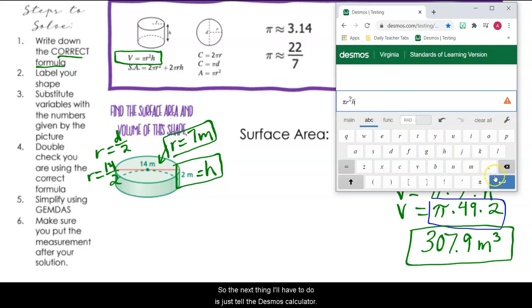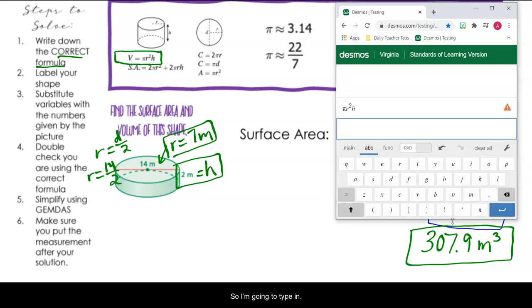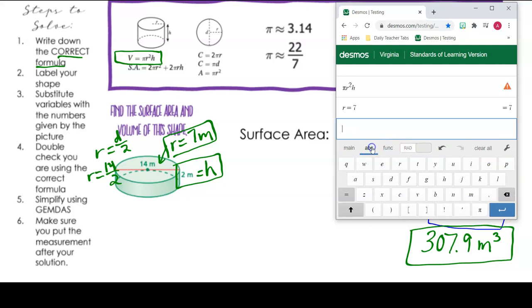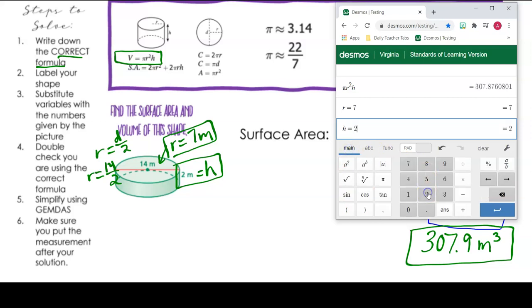So the next thing I'll have to do is just tell the Desmos calculator what the radius and height are. So I'm going to type in r is equal to 7. Okay, and now I still need to tell it what h is. It already knows what pi is. h is equal to 2. And then there we have our answer.